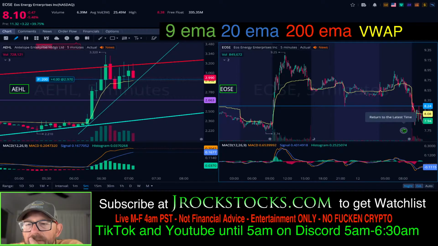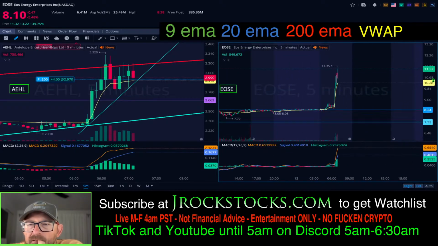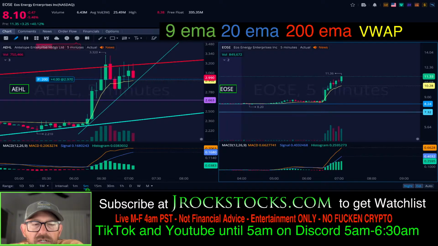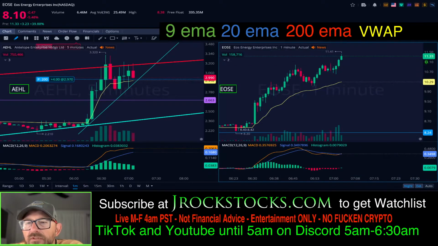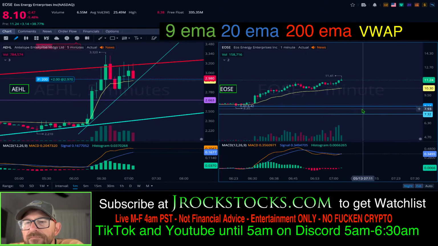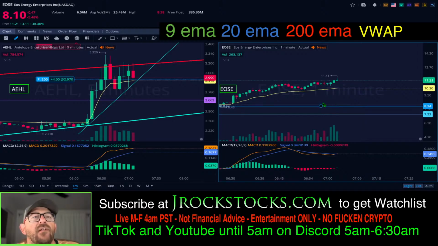Here's EOS. 5-minute chart again. Here's a 1-minute. Nice moves above volume weighted average price. This is a good little movement here. This one can go to EOSE.